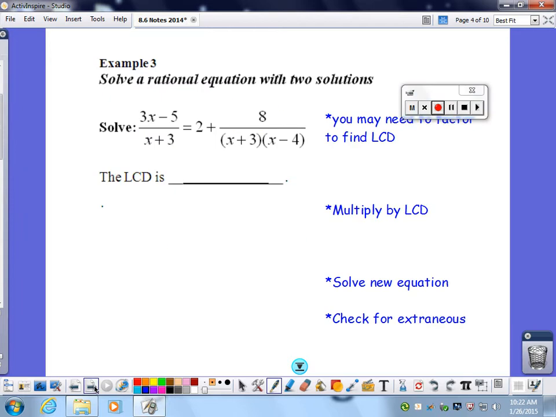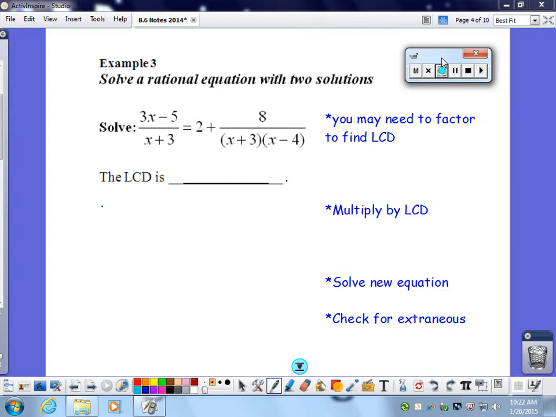All right, another example. Let's write this one down. Here again, notice that I can't cross multiply because on that right-hand side, there's two fractions. So I'm going to multiply through by the least common denominator to get rid of my denominator. Here nothing needs to be factored. You may need to factor to find your least common denominator, but in this case we don't need to. So I want each different factor, and they each only appear once. So that means my least common denominator is x plus 3 times x minus 4.